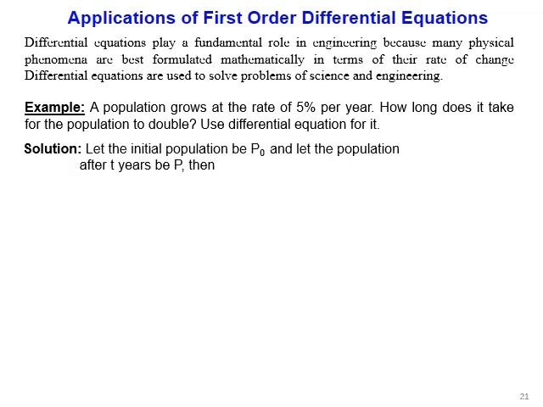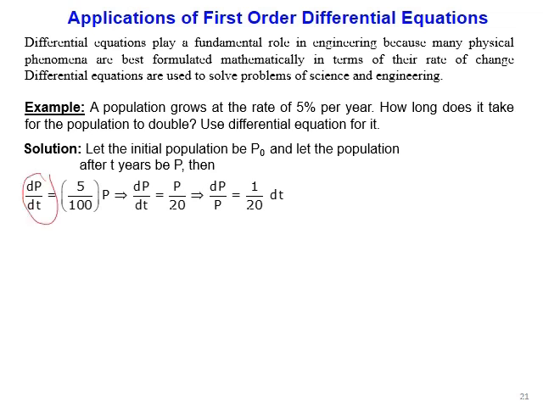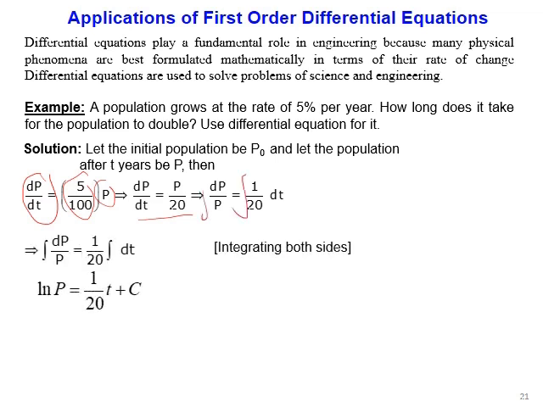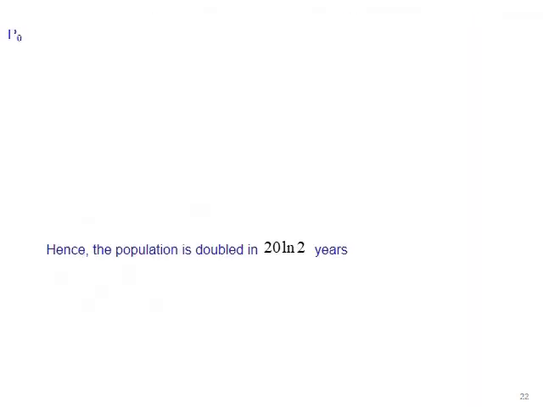Now if we assume that the initial population was p naught, and the variable is p with time, then the rate of change of population is 5% of the original population. Let me simplify. Cross multiply, and this is separable. Integrate. As you can see here, we got the final formula.